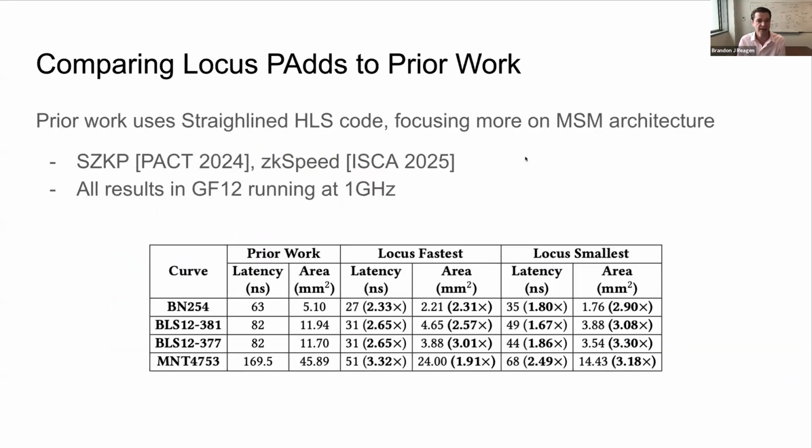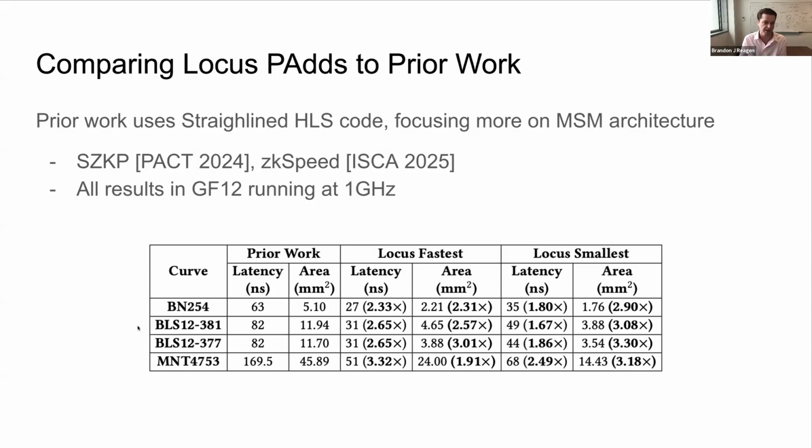If we compare the Locus point adds to prior work, we do really, really well. What we did is we took the point add design philosophy from SZKP and ZK Speed, recent work from our group published in PACT and ISCA. We used the exact same approach, ran it through the exact same tech node, GF12, at the exact same frequency, 1 gigahertz, and tried to make everything the same. Let's just look at BLS12-381 because that's a really popular curve.